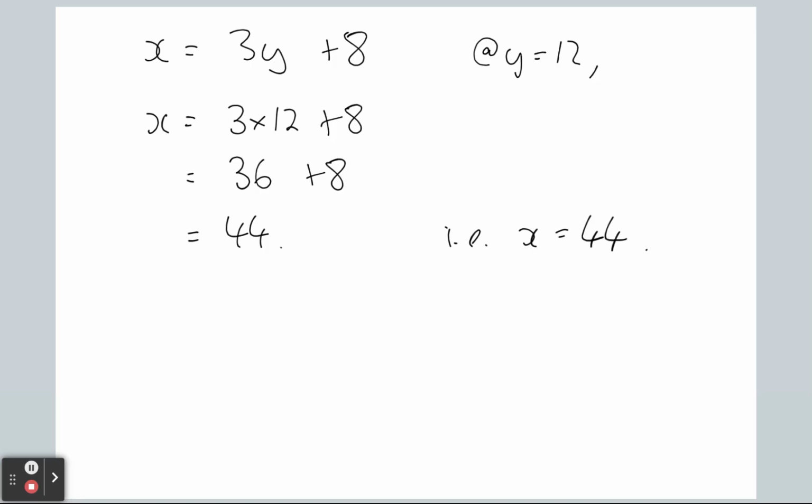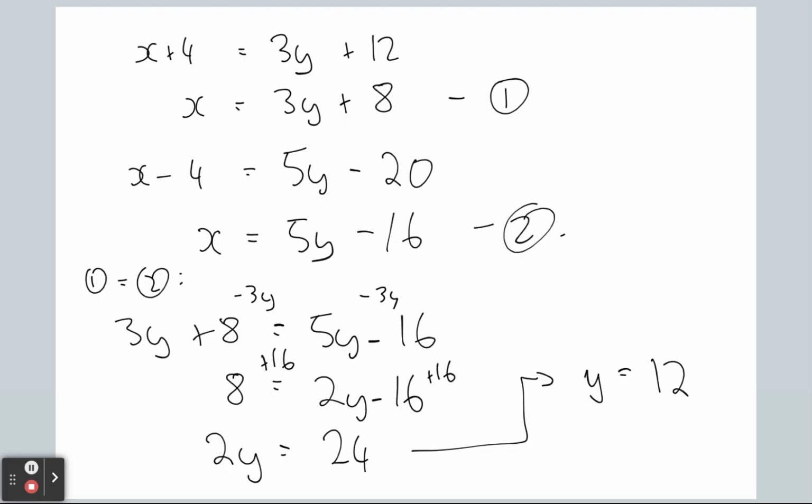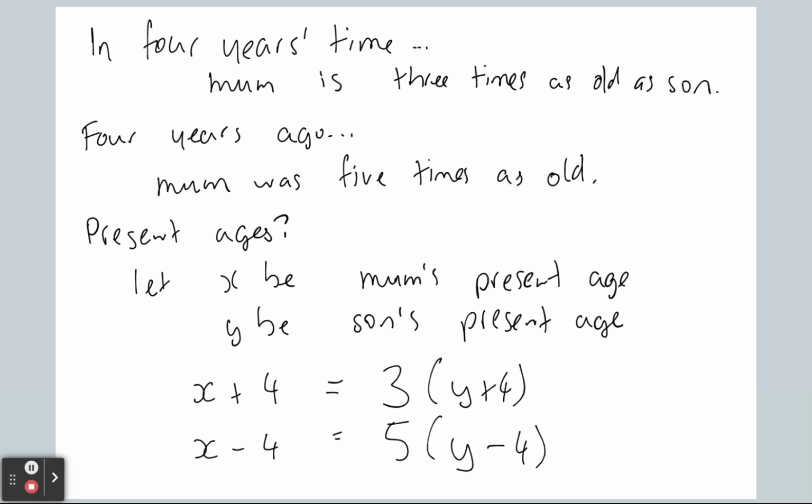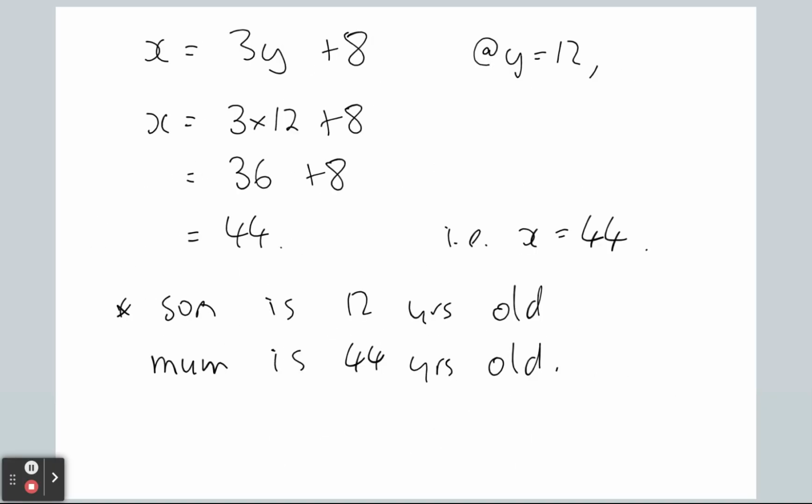You could leave it at that, and that would be okay. But if you've got time, you should really answer the question. Son is 12 years old. Mum is 44 years old. I say to my students almost all the time, you should always answer the question. It says, what are their present ages? And if you say x equals 12 and y equals 44, you haven't really answered the question. You've just given me the solution for the variables. This is the answer to the question: the son is 12 years old, the mum is 44 years old.